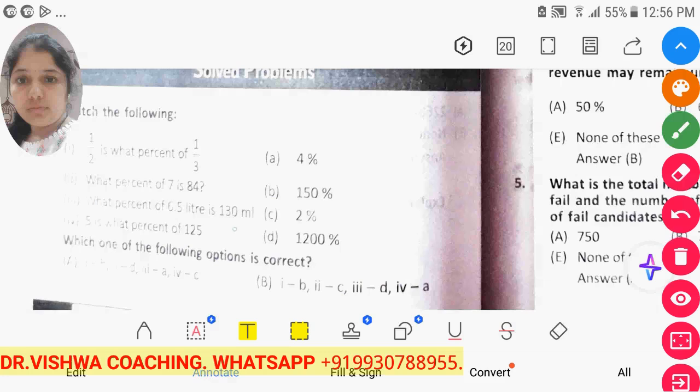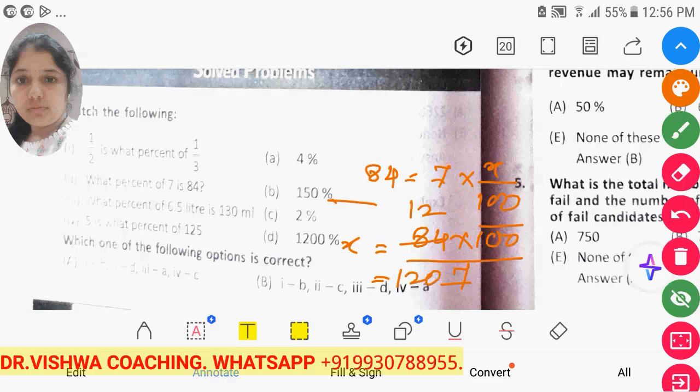What percent of 7 is 84? Now see, what percent of 7 is 84? Here 7 is the answer. If we say x percent of 7 is 84, so you have to write it like this. Now this x is equal to 84 multiplied by 100 upon 7. 7 12 are 84. So 1200% of 84 is 7. No, 7 is 1200% of 84.